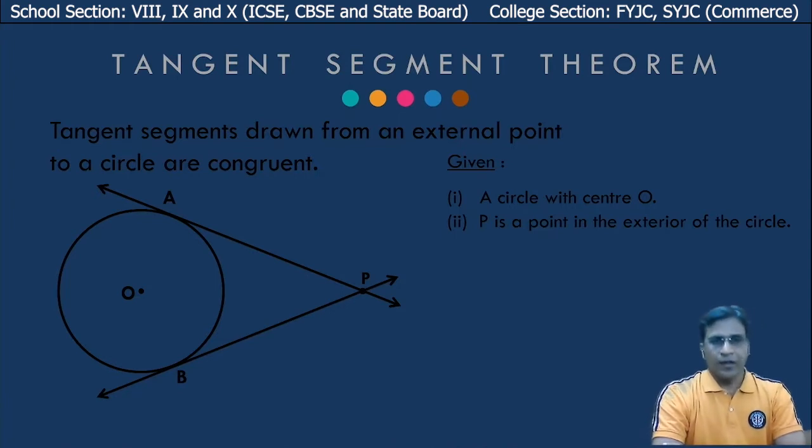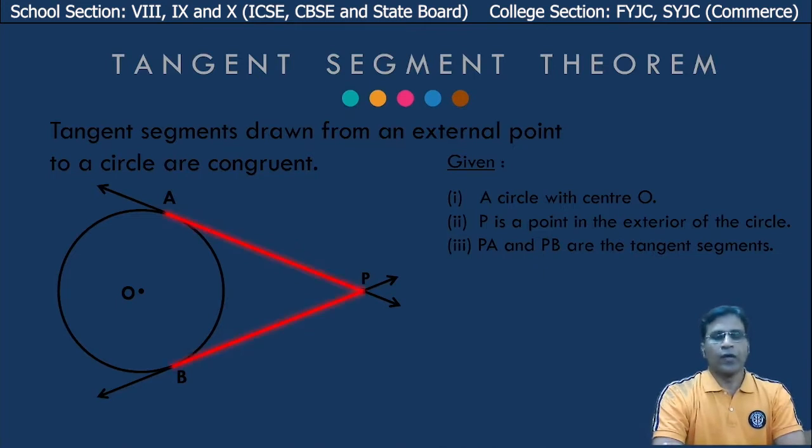In other words, line AP and line PB become my tangents to the circle, and PA and PB become my tangent segments. And this theorem states that tangent segments, that means PA and PB, which are drawn from an external point P, are congruent. So in other words, segment PA is congruent to segment PB. This is the statement. Now let's have a look at the proof of it.